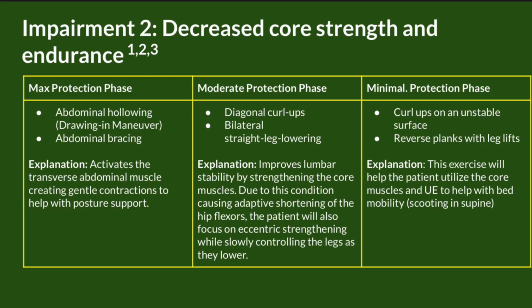All right, so for the second impairment, we're going to talk about the core, so decreased strength and core endurance. The first thing we're going to talk about is in the maximum protection phase, we have abdominal hollowing, also known as the drawn-in maneuver, and you can also do abdominal bracing. The explanation for this is it activates the transverse abdominal muscles, creating gentle contractions to help with the posture.